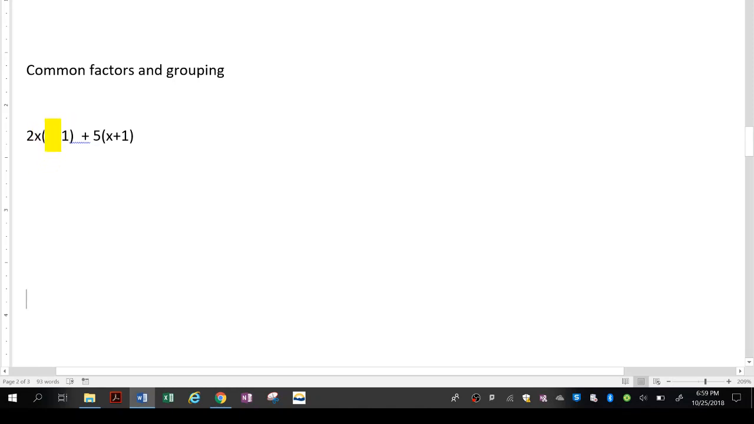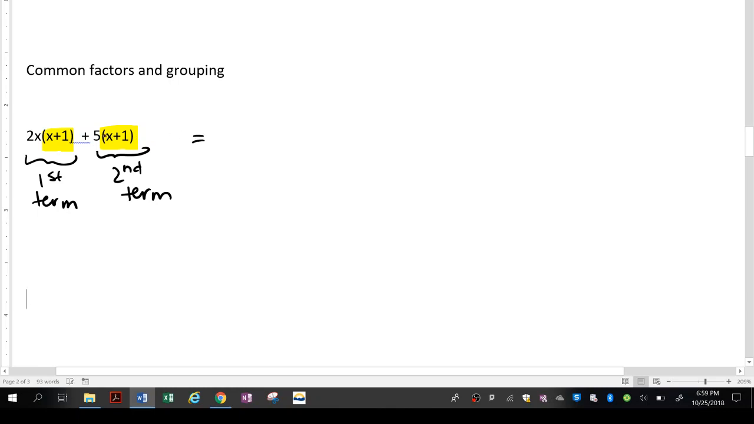So in this first example, we have two terms, and you'll notice that in each of those terms, x plus 1 is a common factor. This is our first term in our polynomial. This is our second term in our polynomial. And you'll notice that x plus 1 is common to both of those terms, and it happens to be the greatest common factor of both terms. So let's take a look at what happens when we factor this out of this polynomial.